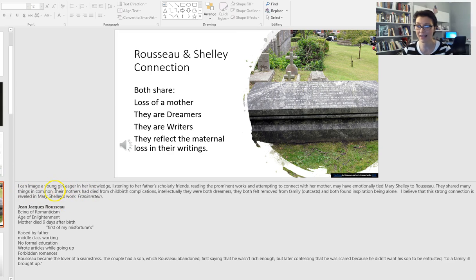Also take out anything like "I can imagine a young girl." This should not be in first person. "I believe that this is a strong connection." Again, take all the first person out. This is a 300-level scholarly academic presentation, so make sure that it's at that level, not that sort of casual tone.